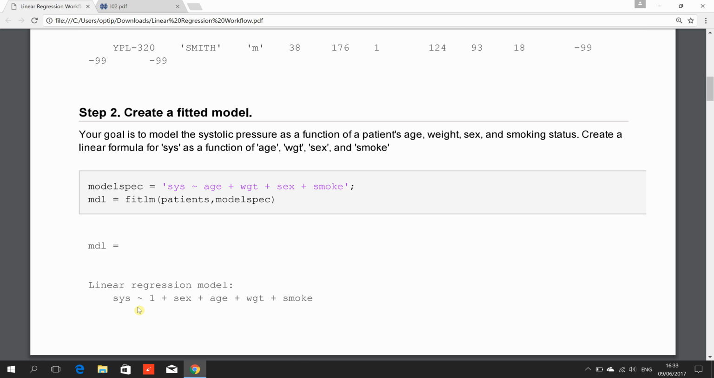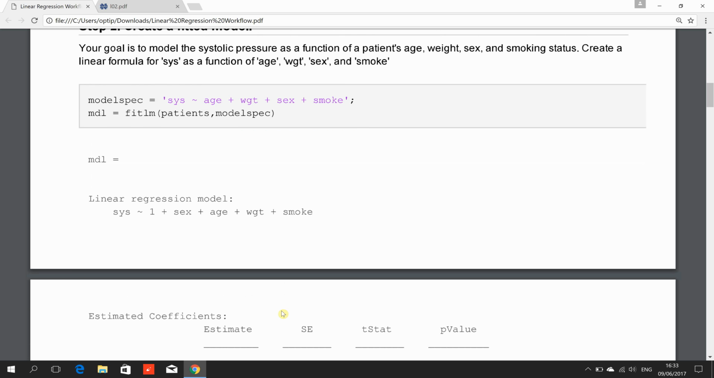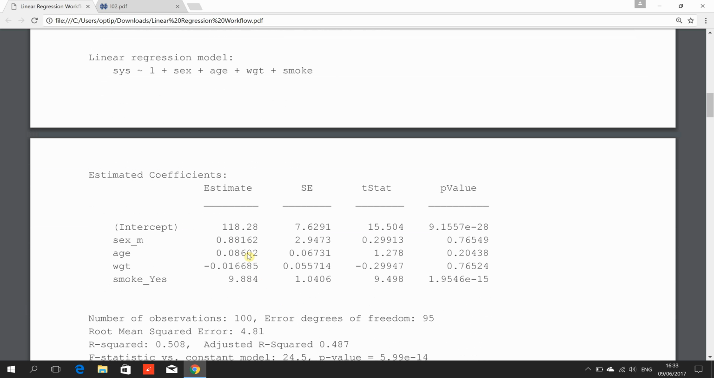There's our model here. Our systolic pressure is the constant plus sex plus age plus weight plus smoke. And our constant is 118. Our slope for the sex is that. Slope for the age is that. Slope for the weight is that. And the slope for the smoking is that.